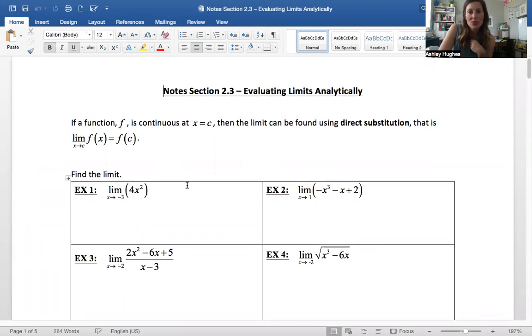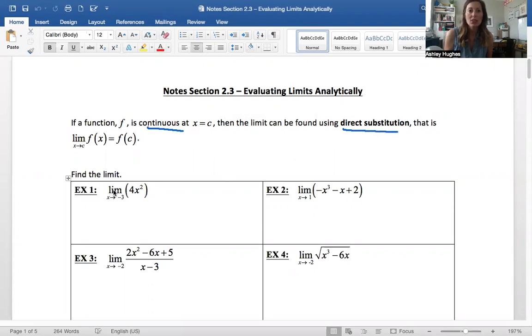So this says notes section 2.3, evaluating limits analytically. Remember I said we're going to talk about each topic in three different ways: graphically, numerically, like you talked about last week, and then analytically, which means more algebraically, plugging in numbers, seeing what happens. So the first thing it says: if the function is continuous, then you just plug in the value.